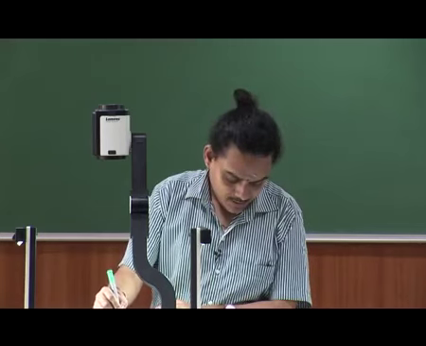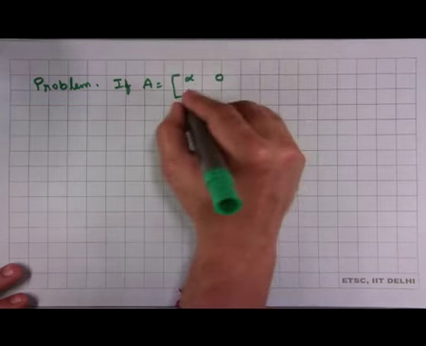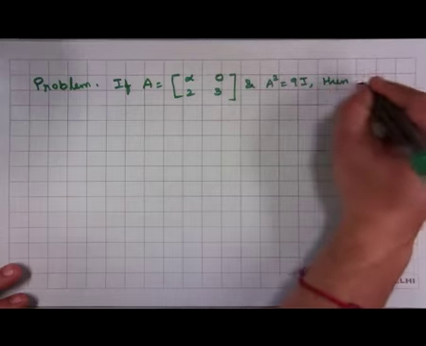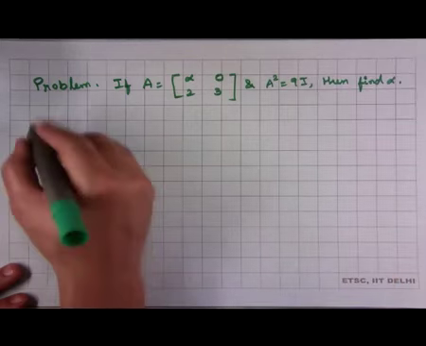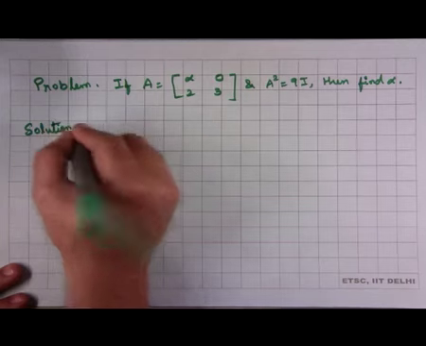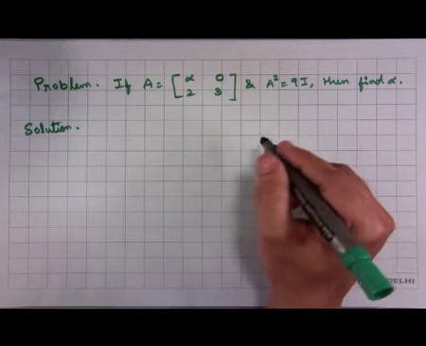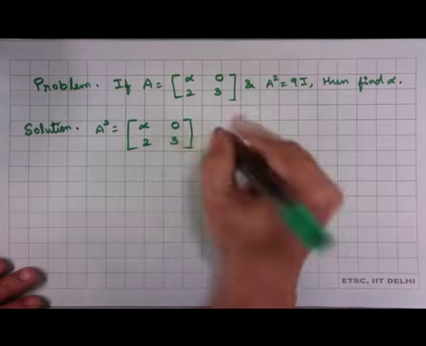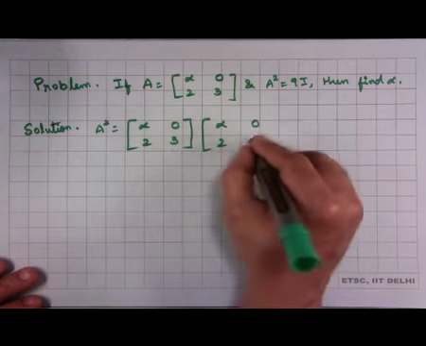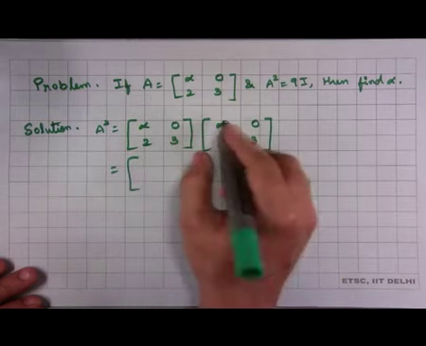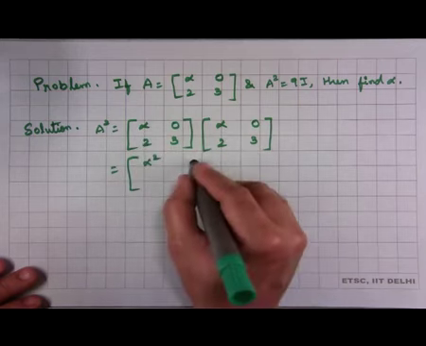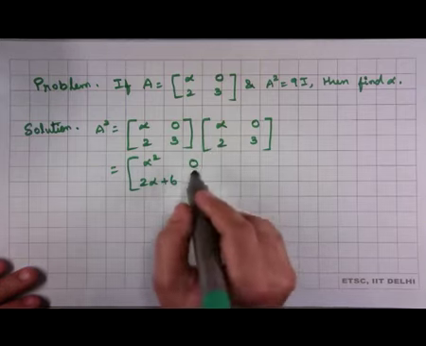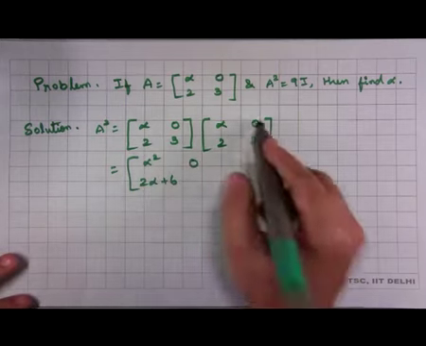If A equal to alpha 0 2 3 and A square is 9I, then find alpha. Solution. Again, you are given that A square is 9I, which means we will have to find A square, which is equal to alpha 0 2 3 times alpha 0 2 3, which is equal to alpha square, second term is 0, then 2 alpha plus 6, and then the last term is 9.